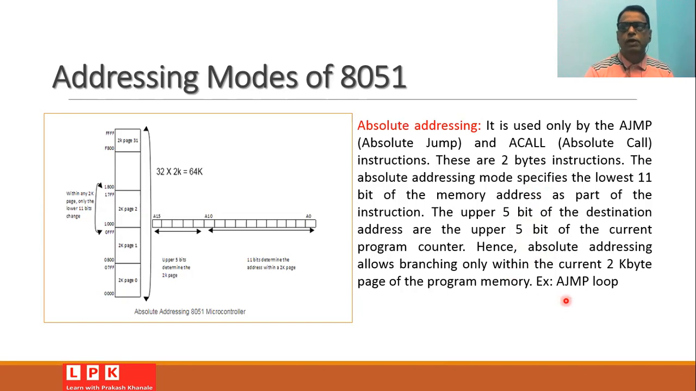So for example, we can write instructions such as AJMP, absolute jump, loop. One can easily observe from this figure that in absolute addressing, the most significant 5 bits are fixed and are the same as those of the content of the program counter. Only the lower bits are specified in the instruction, and therefore the jump can take place only within the nearby 2K page.